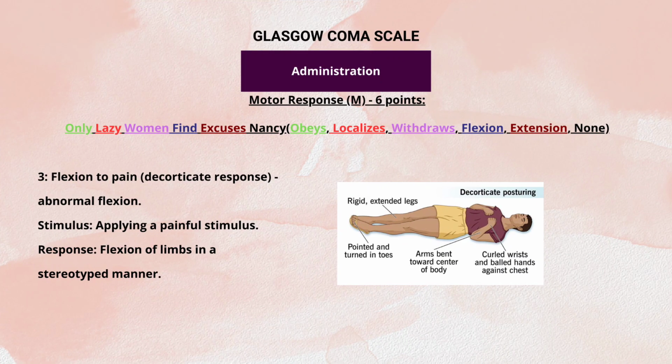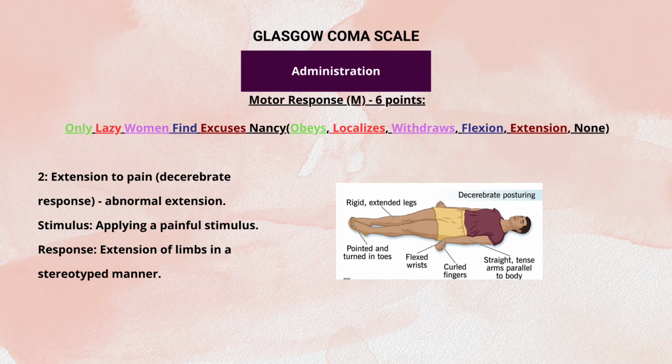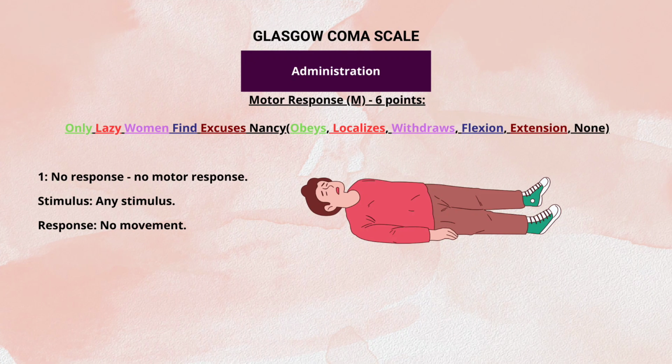3. Flexion to pain, decorticate response, abnormal flexion. Stimulus, applying a painful stimulus. Response, flexion of limbs in a stereotyped manner. 2. Extension to pain, decerebrate response, abnormal extension. Stimulus, applying a painful stimulus. Response, extension of limbs in a stereotyped manner. 1. No response, no motor response. Stimulus, any stimulus. Response, no movement.